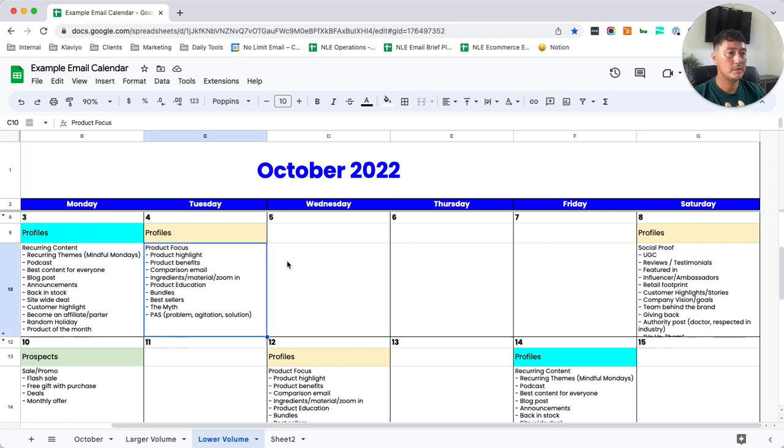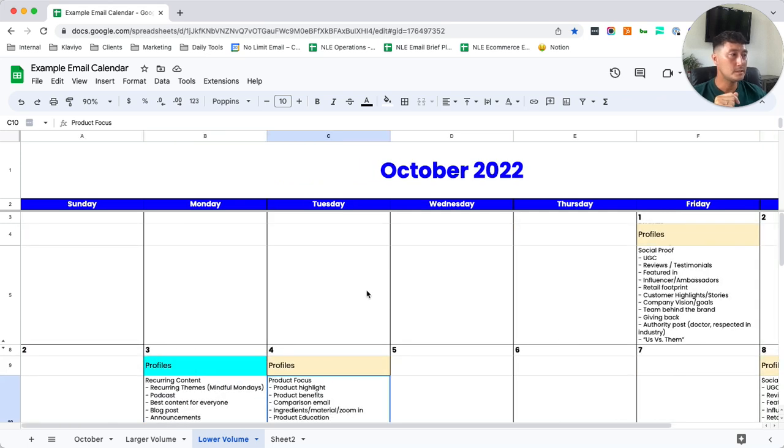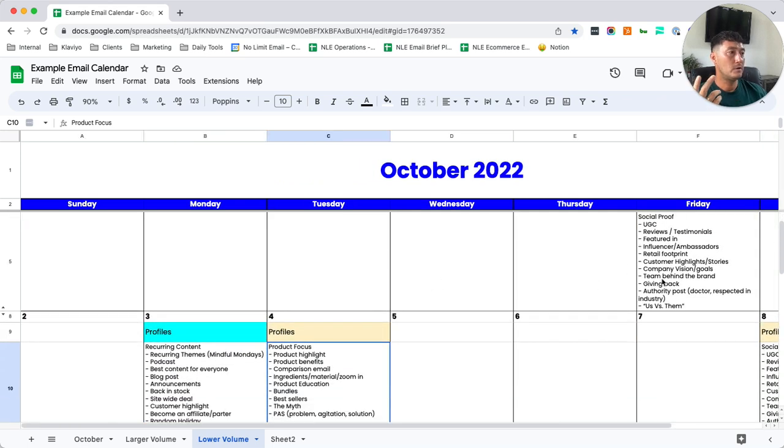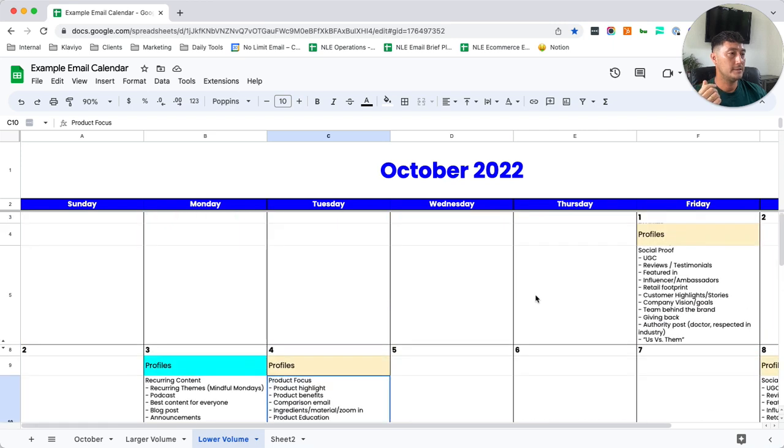And then for the product focus, here's just some ideas. There's so many more. Product highlight, where you're just talking about one product, product benefits, a comparison email comparing your product against a more generic one or a well-known brand. Talk about specific ingredients or specific materials, zoom in on one particular thing about that product. Use product education, show them bundles, best sellers, the myth, problem, agitation, solution, right? Super easy. Now you've got nearly half the calendar filled out, right?